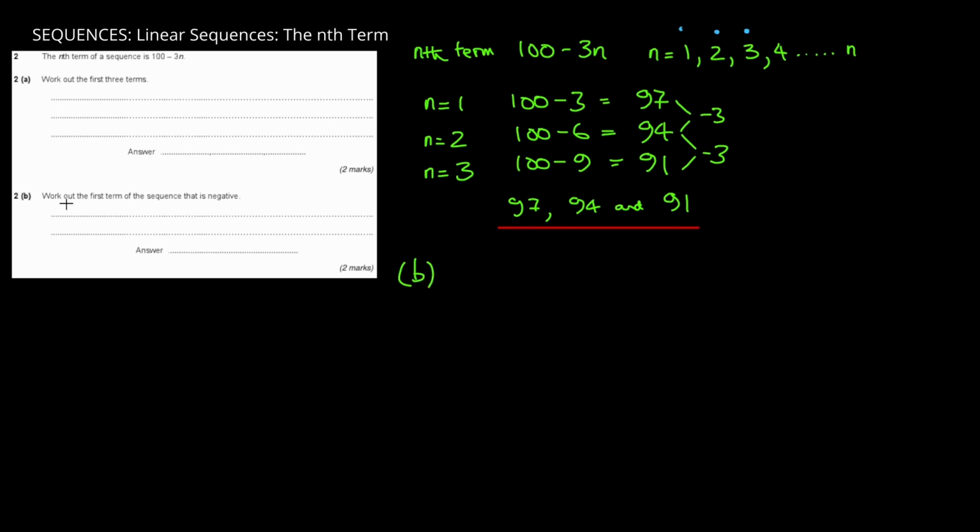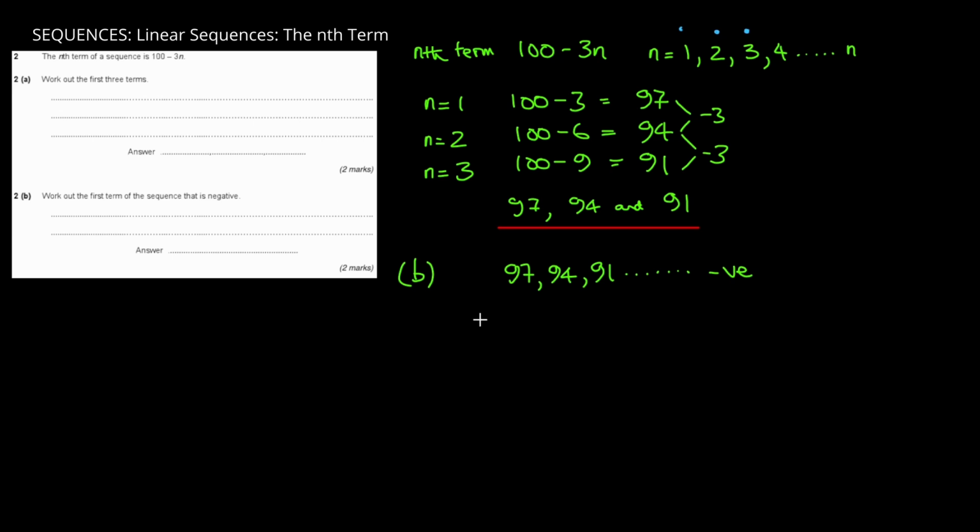Okay, now part B. Work out the first term of the sequence that is negative. Well, you can solve this by counting on your fingers, but it's not a very good method. It'll take a long time. It's much better to do some algebra and work this out. So let's have a go.